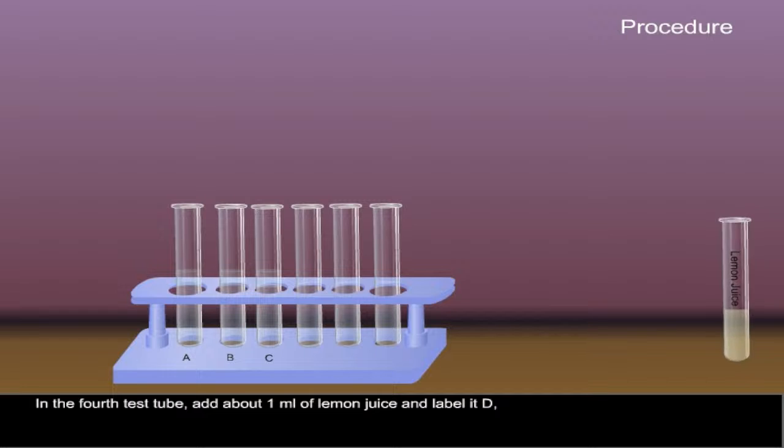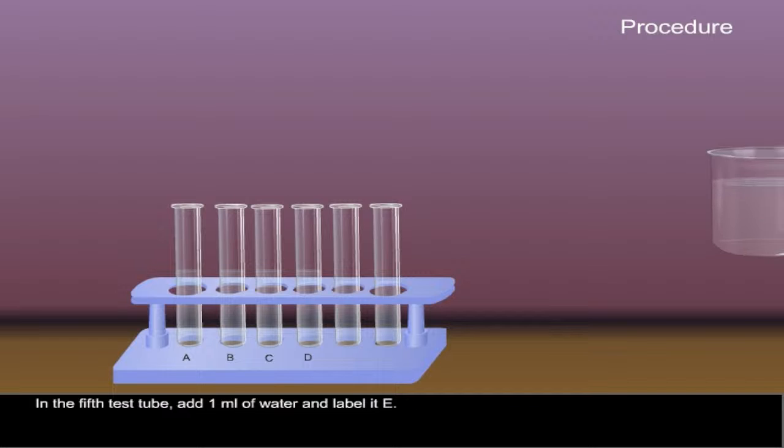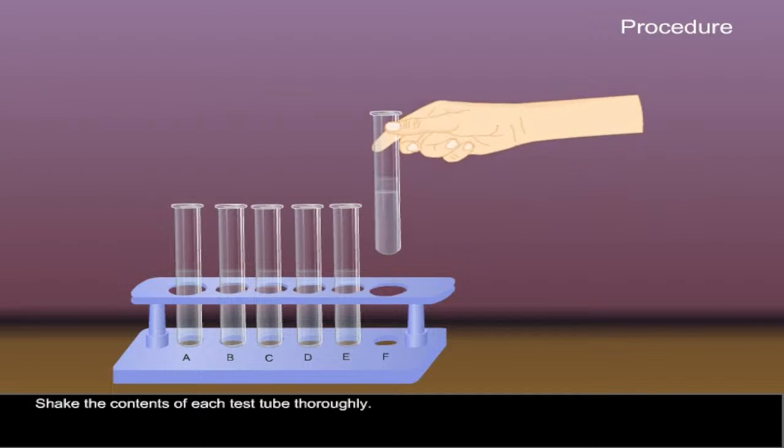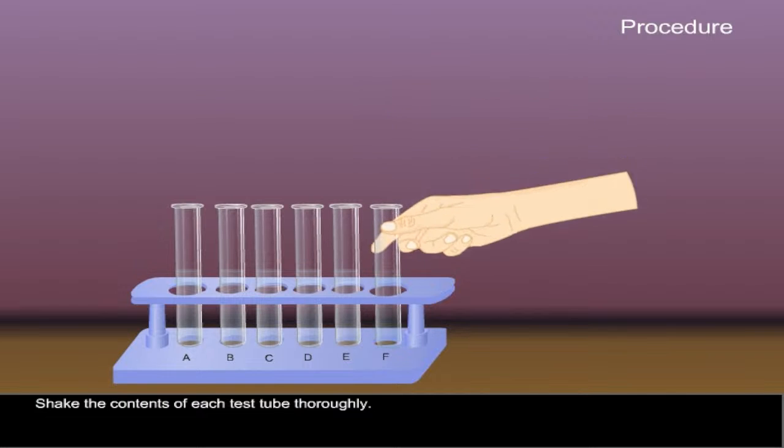In the fourth test tube, add about 1 milliliter of lemon juice and label it D. In the fifth test tube, add 1 milliliter of water and label it E. In the sixth test tube, add about 1 milliliter solution of sodium bicarbonate and label it F. Shake the contents of each test tube thoroughly.